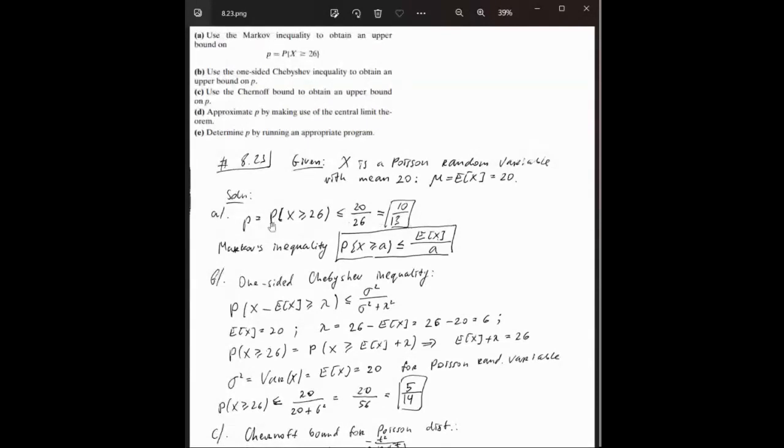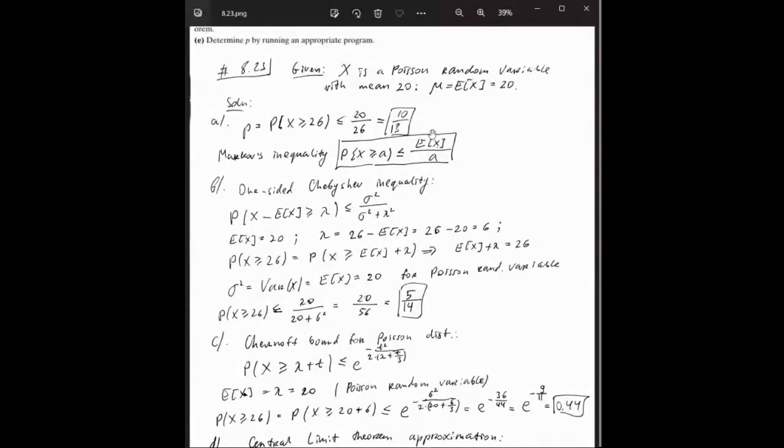Okay, so for part A, I use Markov's inequality from chapter 8, on the first page. The probability of X greater than or equal to a is less than or equal to the mean over a. And it equals 10 over 13, which is 77%.